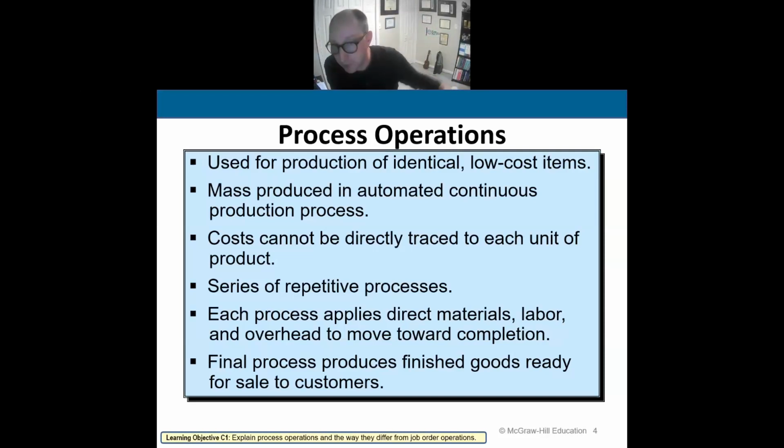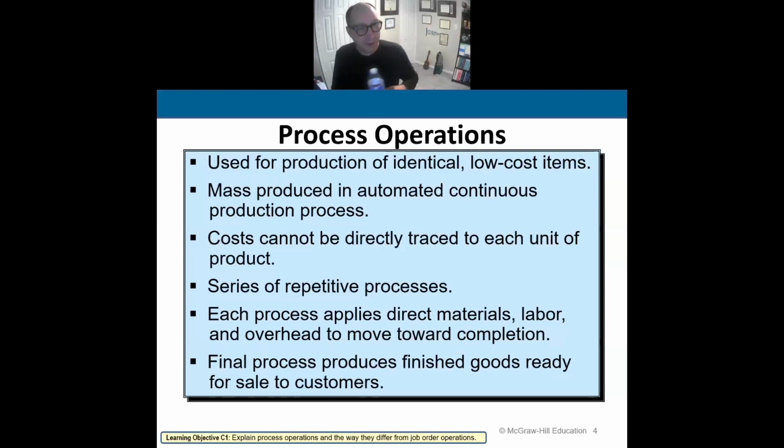The bottle moves down to the second department, the filling department. I'm adding more material, the water and the cap. I'm adding more labor, the people that work in the filling department. And I'm adding more overhead, the lights for the filling department. And then it moves to the third department, the packaging department. I'm adding more material, the box; more labor, people putting the bottles in boxes; and more overhead, the lights for the packing department.